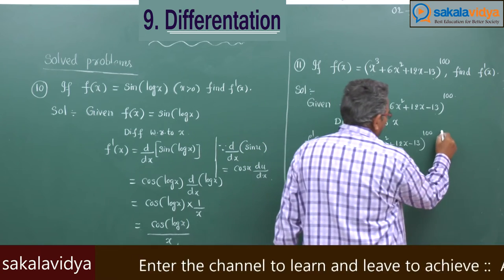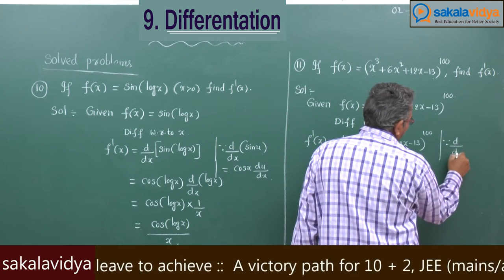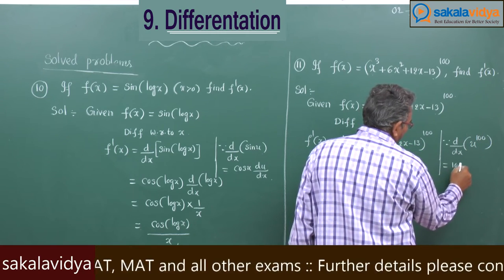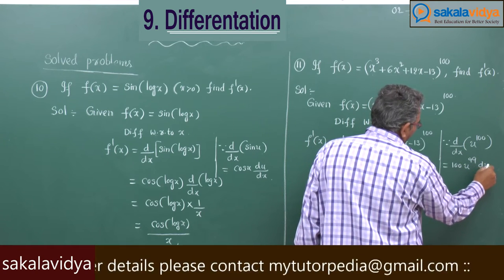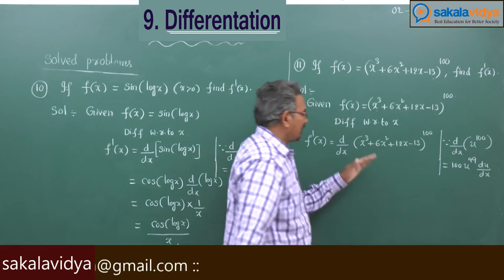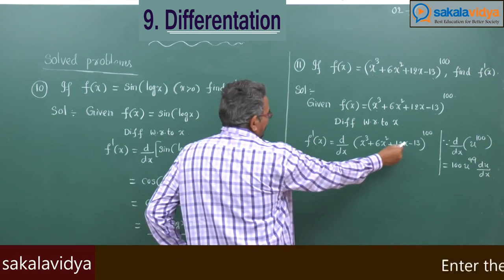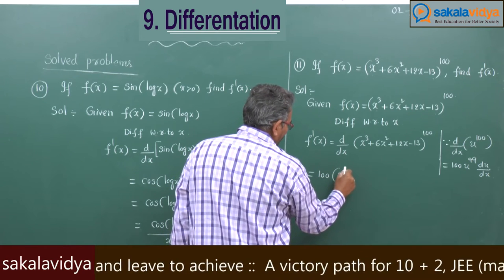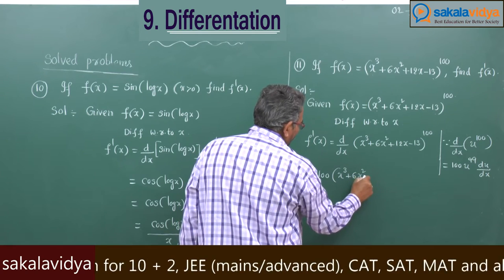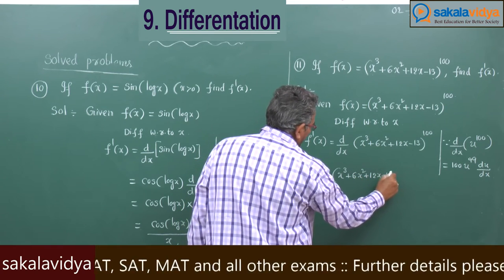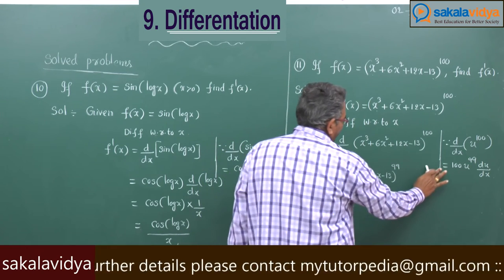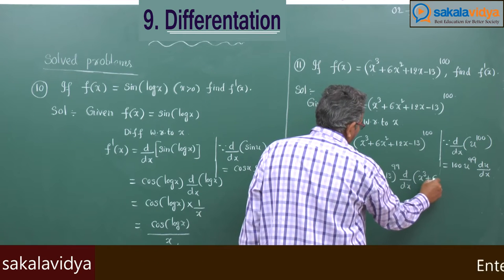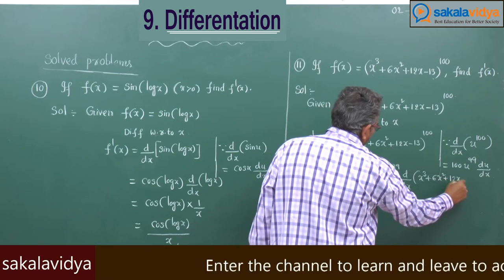So this is in the form of d by dx of u to the power of 100. This can be written as 100 u to the power of 99 into du by dx. u stands for x cube plus 6x square plus 12x minus 13. So 100 into (x cube plus 6x square plus 12x minus 13), 100 minus 1 is 99, into d by dx of x cube plus 6x square plus 12x minus 13.